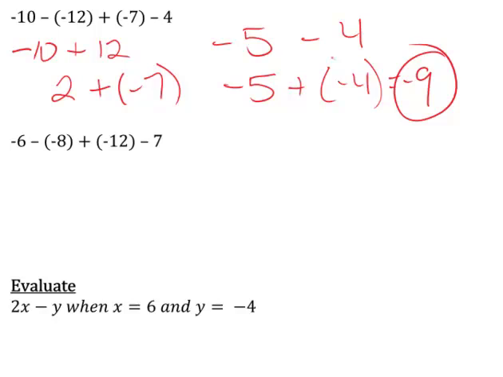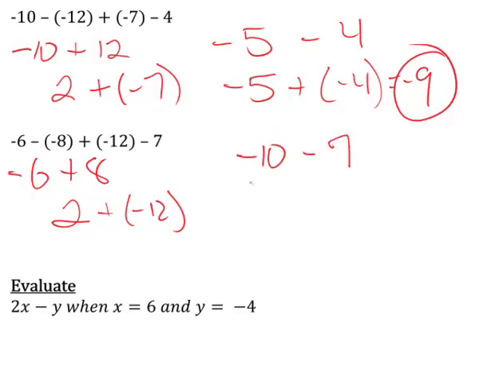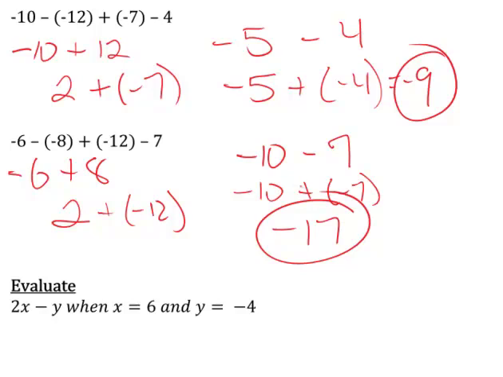Okay, next one we'll do it the same way. This becomes negative 6 plus positive 8 is positive 2. Positive 2 plus a negative 12 is going to leave me with a negative 10. I have a minus 7 after that, so I'm going to fix this part, negative 10 plus a negative 7, to give me a negative 17.